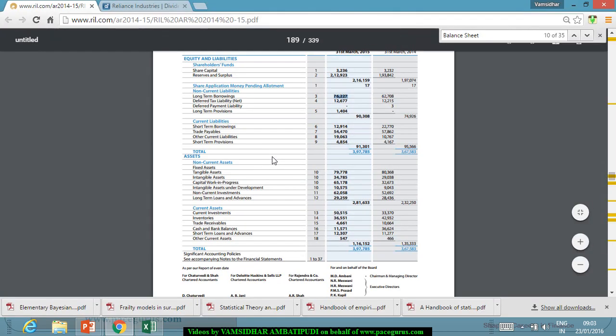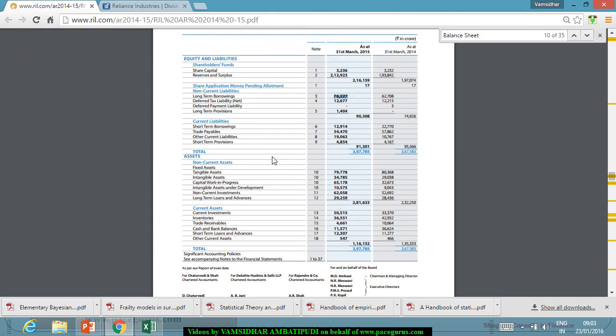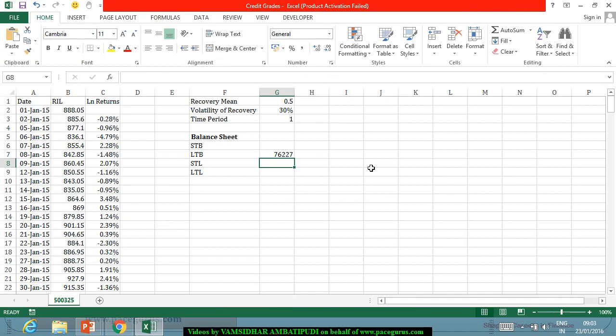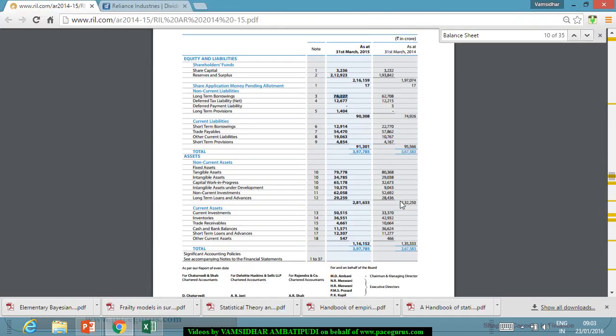All right. So other non-current liabilities is the remaining part. So 90,308 minus this one. I'll take it as 90,308 minus this number. I'll take them as other long-term liabilities.